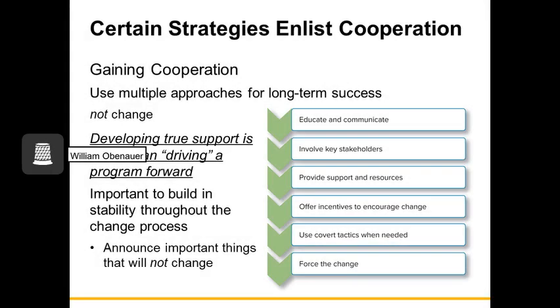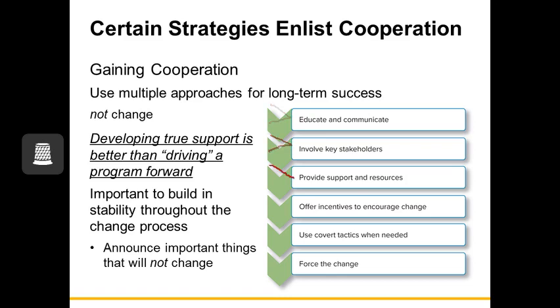Now, if we want our change to be successful in the long term, we should use multiple approaches for gaining cooperation. The first four that we're going to go over here are examples of developing true support. All right, the first one is to educate our employees and communicate with them. Then we also want to make sure that we involve key stakeholders in the change development and change management processes. And by key stakeholders, we're talking about people who are really going to be impacted by the change here.